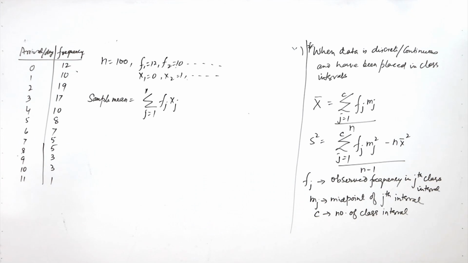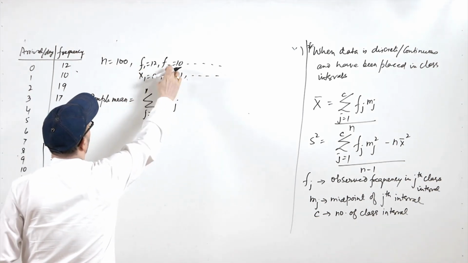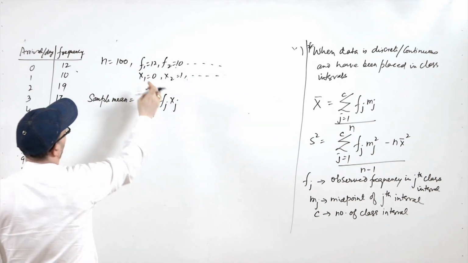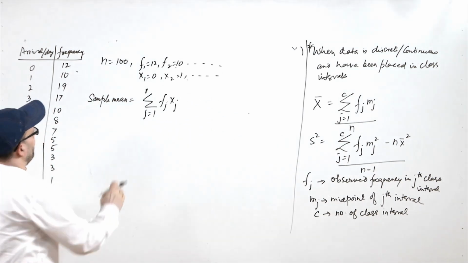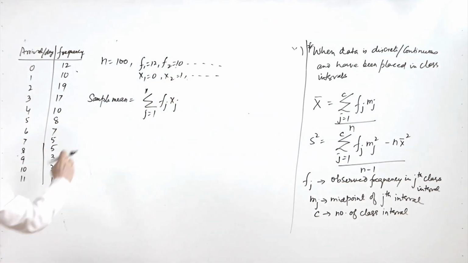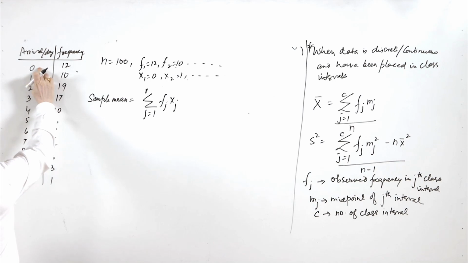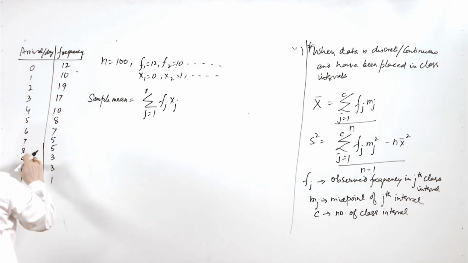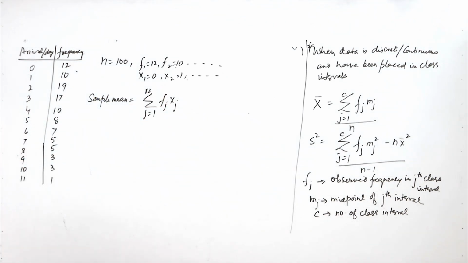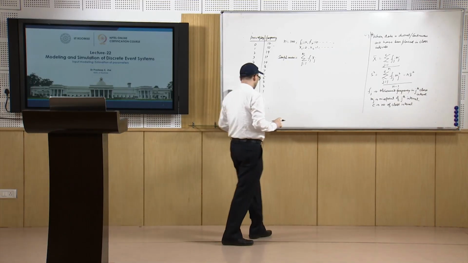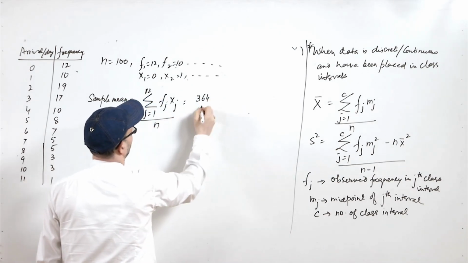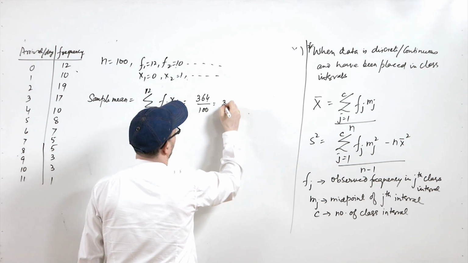So if we take x1 as 0 and f1 as 12, j will be varying from 1, so we have to go up to 1, 2, 3, 4, 5, 6, 7, 8, 9, 10, 11, 12, so we have 12 values. We are adding the 12 values and this comes out to be 364, and this will be divided by n, so divided by 100, and it will be 3.64.